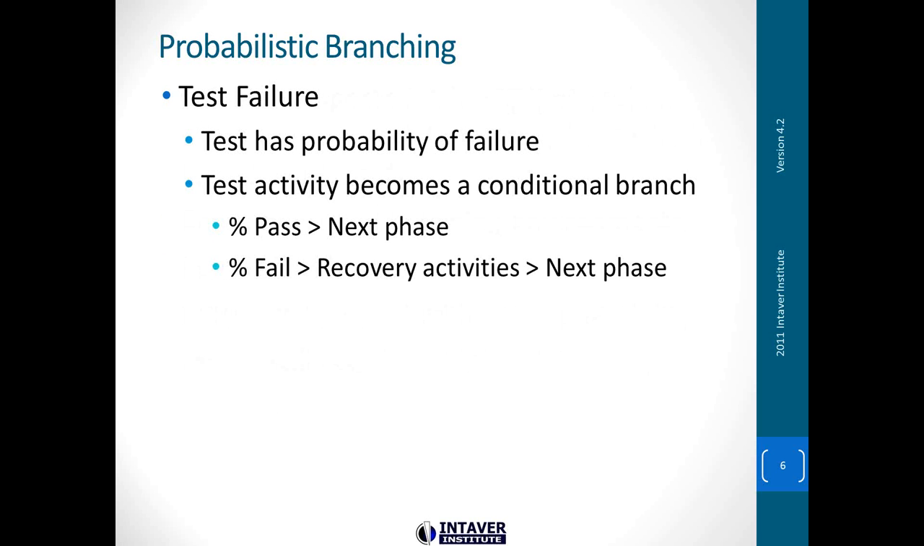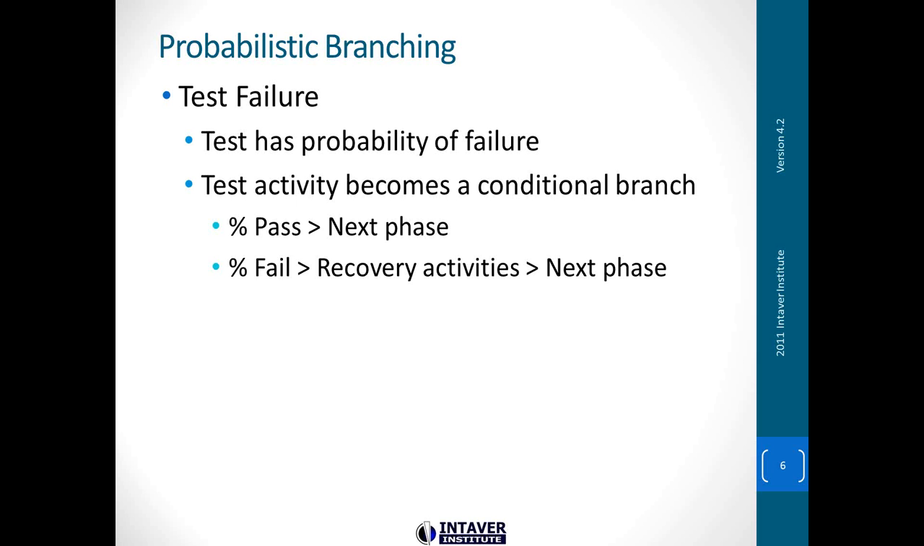So we're looking at this one. If we're going to be doing a failure test, probabilistic branching, where we do have a test and there's failure, the test will have a probability of failure, and the test activity becomes a conditional branch. So we'll have a pass, as we said before, percent pass. We go on to the next phase of the project. Percent fail, we go into the recovery activities, and then we go on to the next phase.